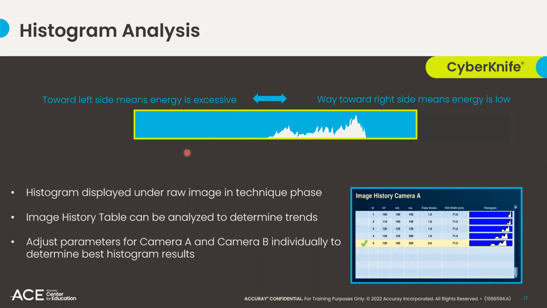And regarding the shape of this histogram, a wide, spread out, or broad histogram indicates good contrast. Therefore, the histogram we see in front of us is considered ideal. It is centered or just slightly offset to the right. This indicates good contrast while conserving dose to the patient. It can be helpful to assess our histogram on the image history table to make sure that you're going in the right direction as you manipulate your technique.